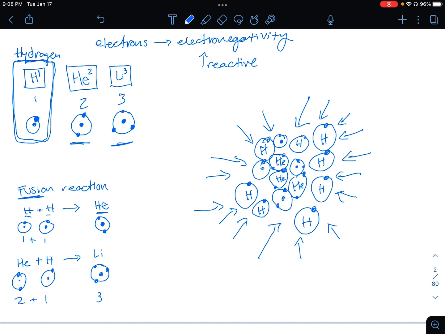Now we can go all the way up the periodic table from hydrogen to helium to lithium to beryllium, all the way up until iron. So if we look at iron, iron is going to be Fe, and iron is going to be the heaviest element that can be made via a fusion reaction. So this is the last element made by fusion reactions.